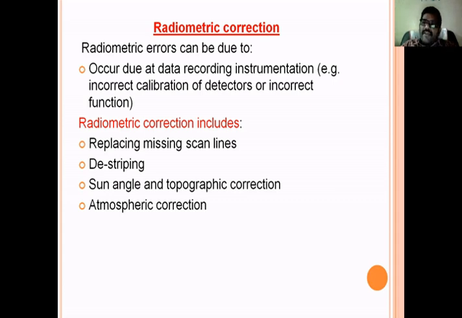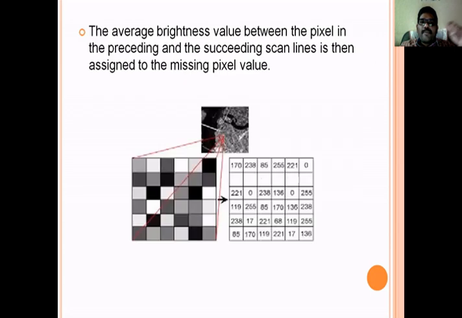What type of errors? Replacing missing scan line. The first one is replacing missing scan line. That means there might be a possibility of missing a line. Here, when you have a look over here, these zeros, these 85, all these numbers are digital numbers. These are directly reflecting the characteristic features of the image we discussed in the earlier sessions.